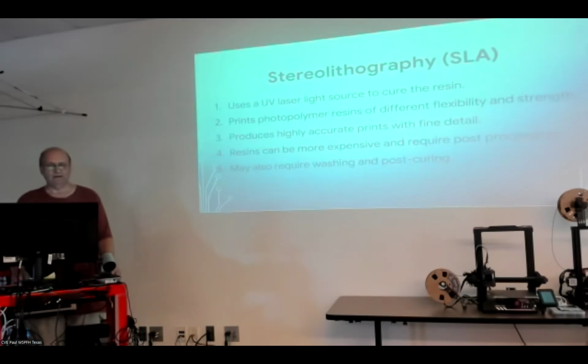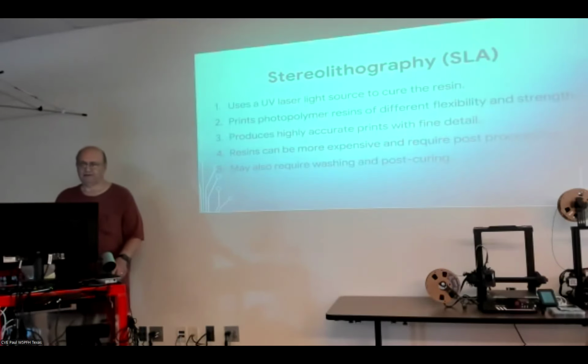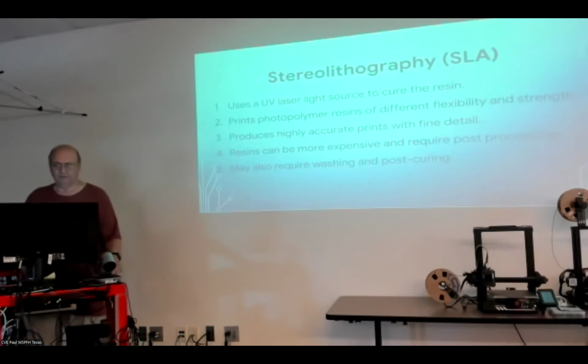The stereolithography. This is the first type of resin printer we're going to talk about of the three. It uses a UV laser to draw the image and cure the resin as it's drawing it. Prints polymer resins of different flexibility and strength, and produces, as Mike said, highly accurate prints with fine detail. Downside is the resins can be more expensive than an FDM printer, and may also require some post-processing where you've got to wash your print to smooth it out, that kind of thing. I have no experience with the resin printers at all.